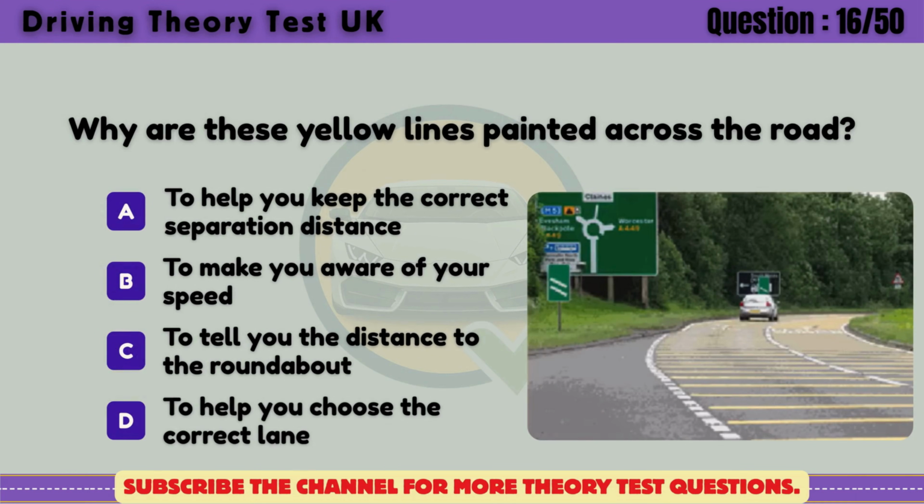Question 16. Why are these yellow lines painted across the road? Option A. To help you keep the correct separation distance. B. To make you aware of your speed. C. To tell you the distance to the roundabout. D. To help you choose the correct lane.